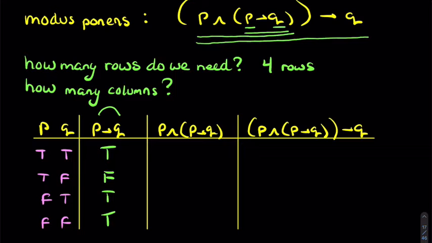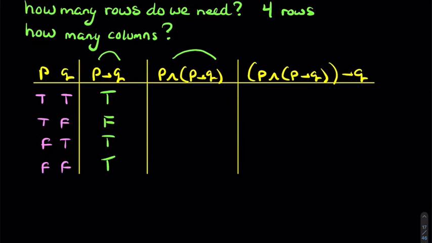Now, with this next column, what we are actually doing is comparing this column and P, this column. So remember, a conjunction is best to look at in terms of when it's false. If either of them are false, then it is false. So it will be false in row 2, 3, and 4. And true in row 1.